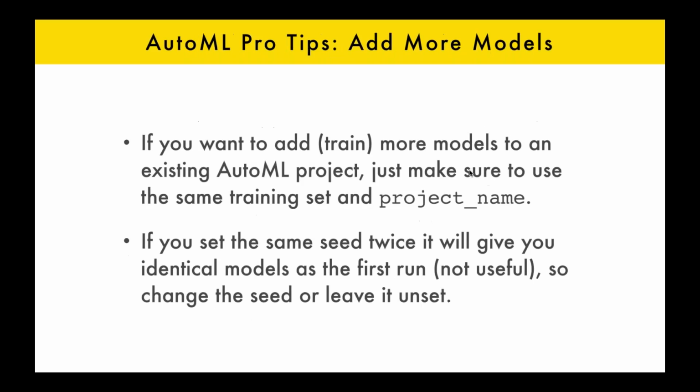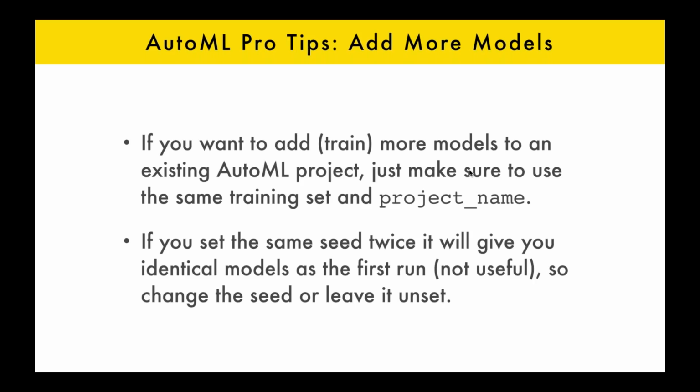All right, so one sort of workflow process might be that you don't know that you want to train 1,000 models in advance. Maybe you just want to train 10 or 20 or 30 or even 100. So you run an AutoML job, and it trains a bunch of models, and then you might say, okay, I'm happy with the performance, but maybe I want it to run for longer and see if it can get better models. In order to do that, you just run the same code a second time, and make sure that you use the project name.